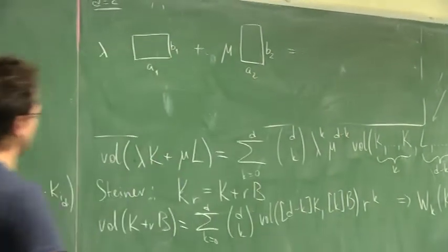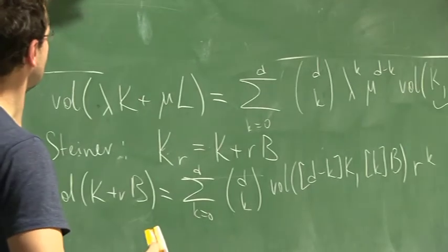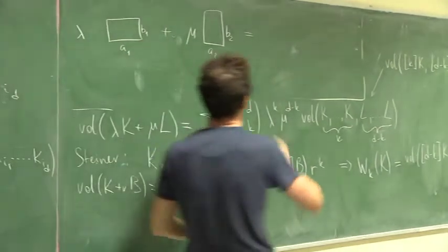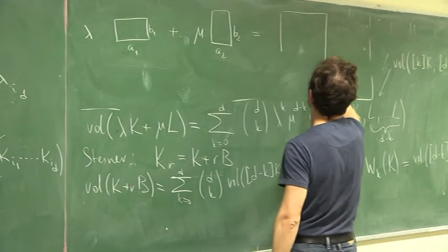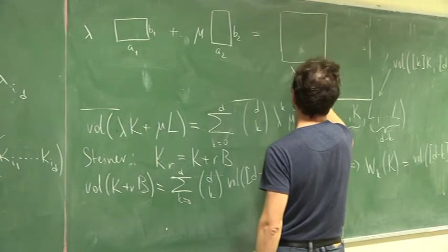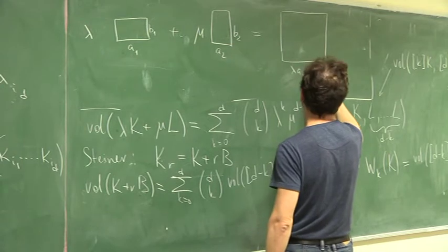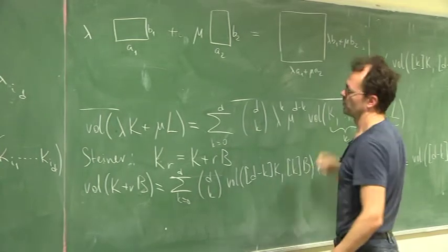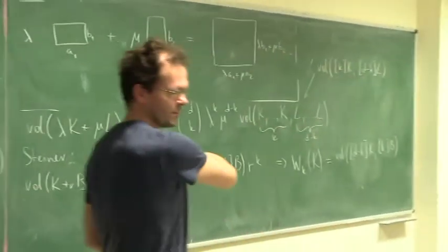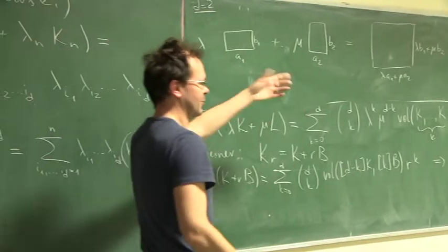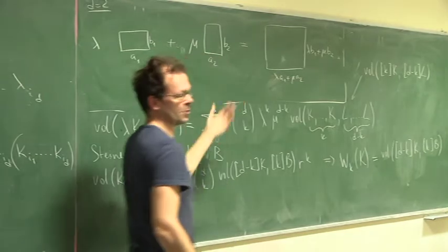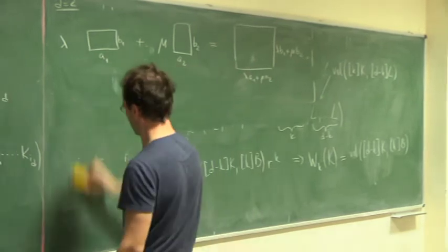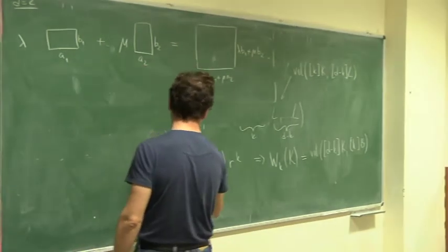So what is this then? So I get a rectangle with side lengths lambda A1, lambda B1, and another rectangle. Then I get a bigger rectangle as the sum with side lengths lambda A1 plus mu A2 and lambda B1 plus mu B2. And in this case, it is easy to see that the theorem holds, that the volume, the area in this case, the area of this is a polynomial in lambda and mu. And so we can even compute the mixed area of these two rectangles.